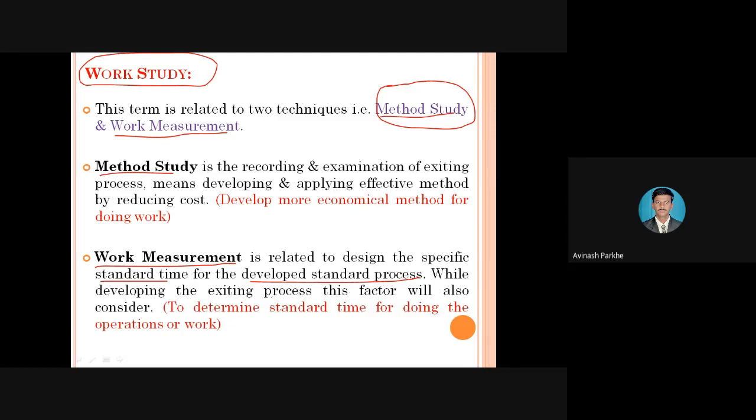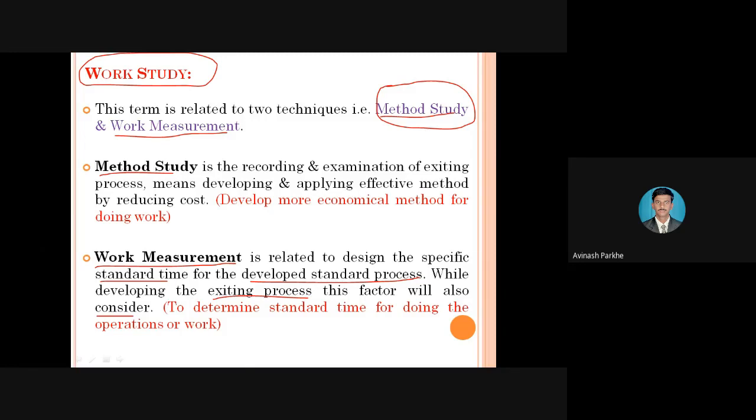While developing the existing process, this factor will also be considered. While developing an existing process, sometimes we use a new method because the product is new, but sometimes we modify an older product and we already have an existing manufacturing process, but that process has some drawbacks. So in order to remove those drawbacks, I am going to develop that existing process. Means while developing the existing process, work measurement also plays a very important role. Whether you are calculating the time for the new method or for the existing method, in both applications work measurement plays a very important role in the calculation of time.